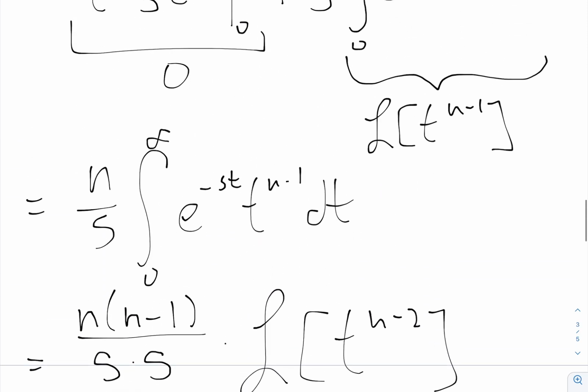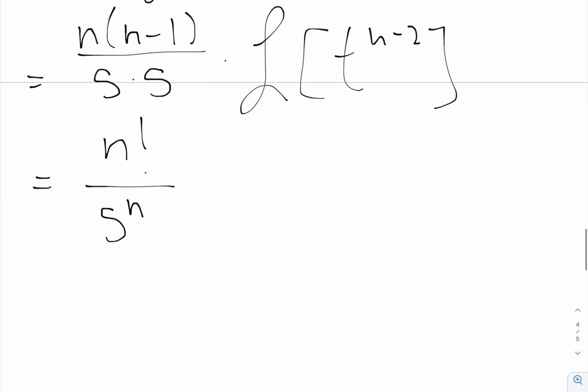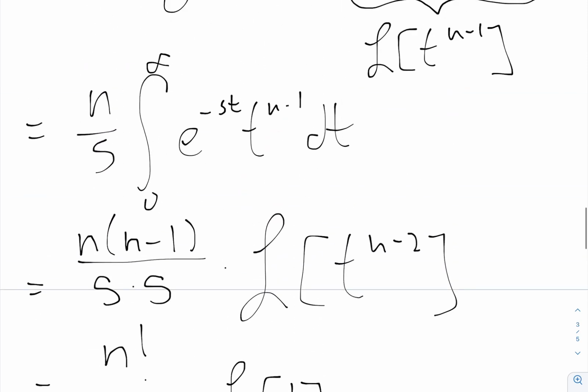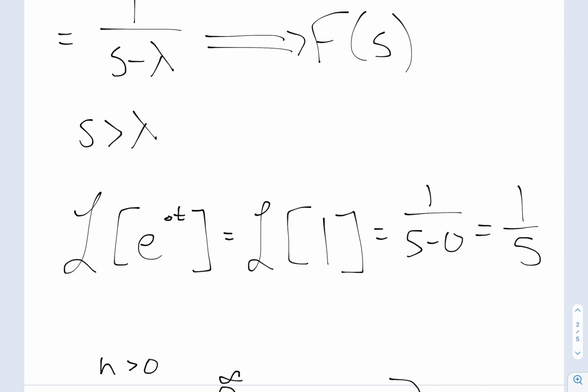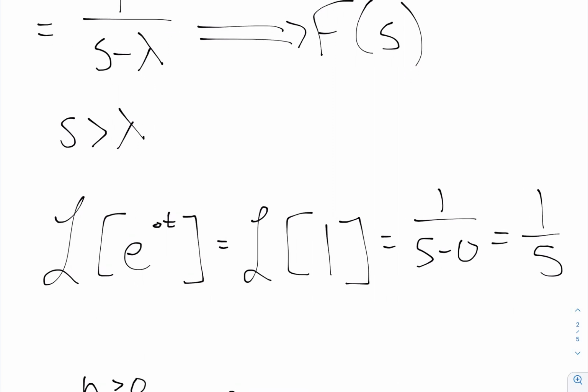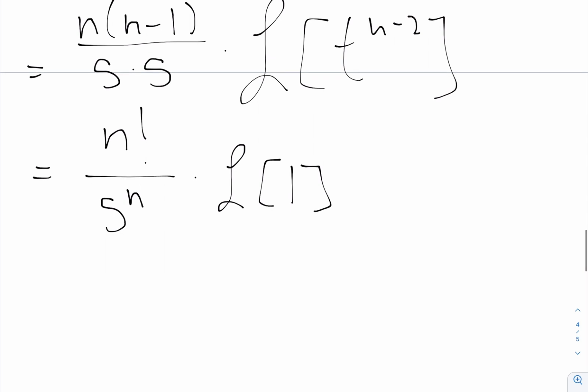So when we only did it once, we only had n over s. Then we did it again, we got n times n minus 1 over s times s, so this is s squared. It's s to the 2 because we did it twice. So it's s to the n times the Laplace transform of 1. Well, we figured out above, remember in our first example, that the Laplace transform was 1 because when we plugged in 0 for e to the 0t, we got 1. We just used our formula that we created, and we found it was 1 over s. So this is really n factorial over s to the n, times 1 over s.